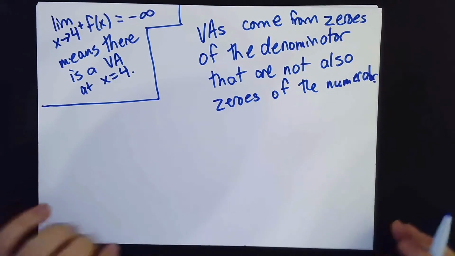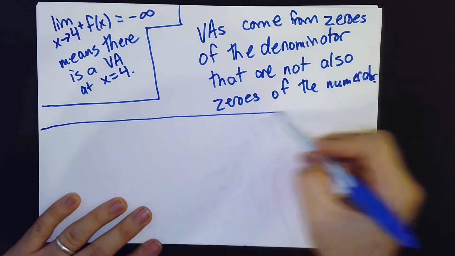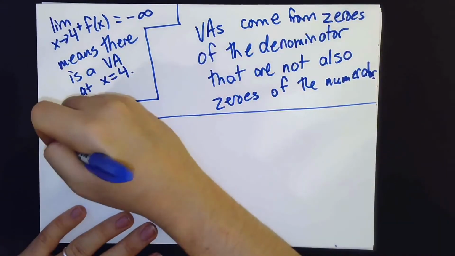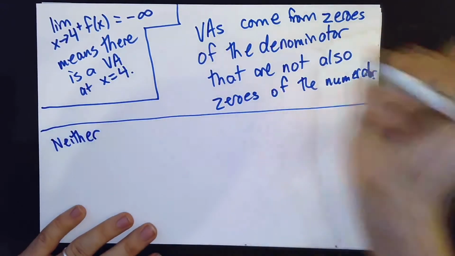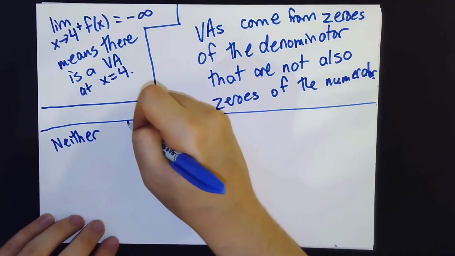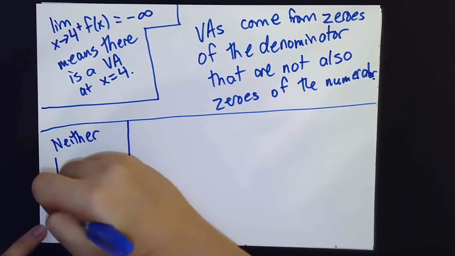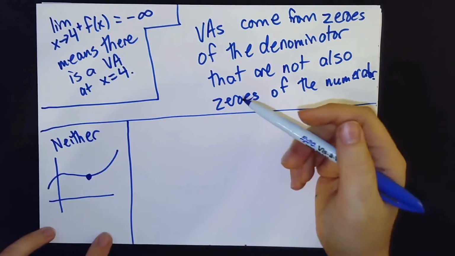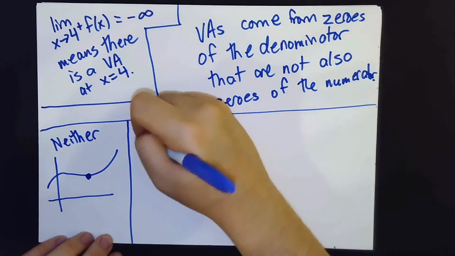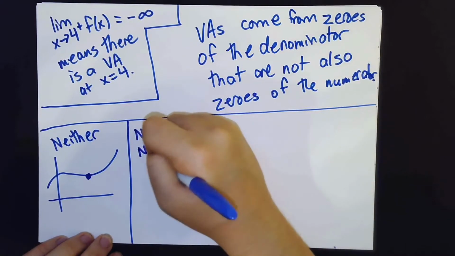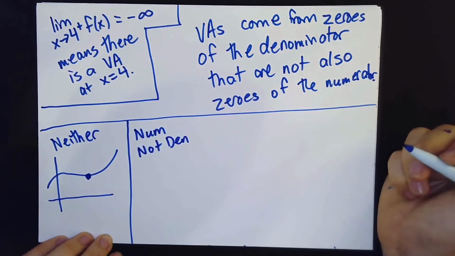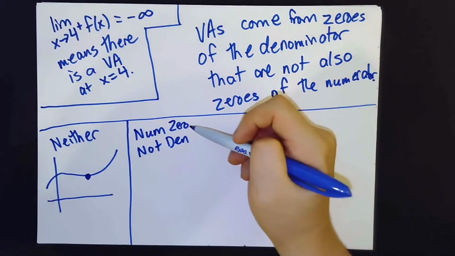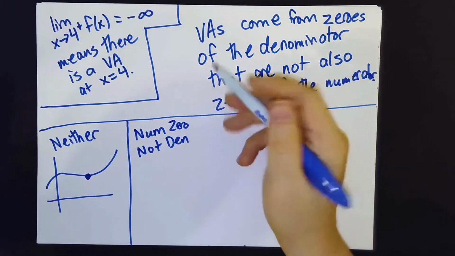Okay, so let me give you a quick rundown of all the combinations of the numerator and denominator being 0. So if neither are 0, what does that end up looking like in the graph? That ends up looking like basically nothing. It's just a point. If the numerator is 0, but not the denominator, what does that end up looking like? Well, there, the function is just 0. So this looks like an x-intercept.